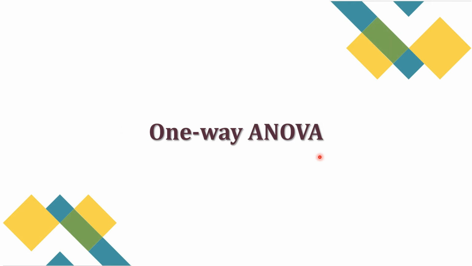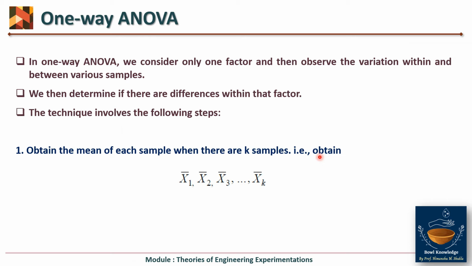Now going through one-way ANOVA. First we will learn about the process of ANOVA, and then we will take one numerical example by which the clouds will be clear about all the doubts which you are having. So what is one-way ANOVA? We consider only one factor at a time and then observe the variation within and between the sample. So we are taking only one variable at a time. Keep this in mind.